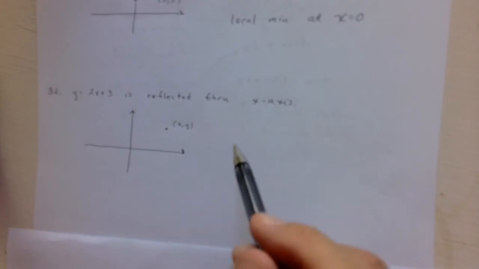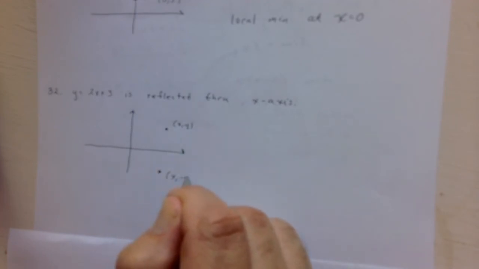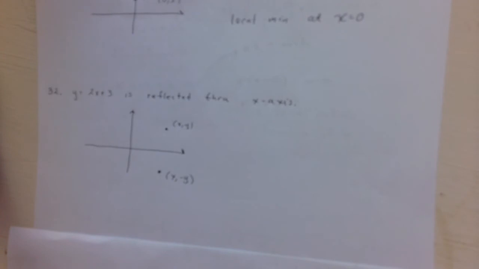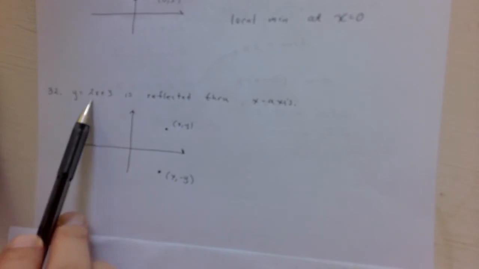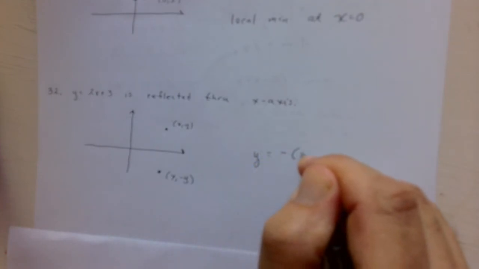For problem 32, we want to find the equation of the graph when this graph is reflected through the x-axis. Okay, you have to think about this. If you take a point and reflect it through the x-axis, what coordinate are we changing the sign of? Well, this was up here, now it's down here. So the y-coordinate is changed, right? So you change the sign of the y-coordinate. Y in this case is 2x plus 3, right? So the new graph is going to be minus 2x plus 3.